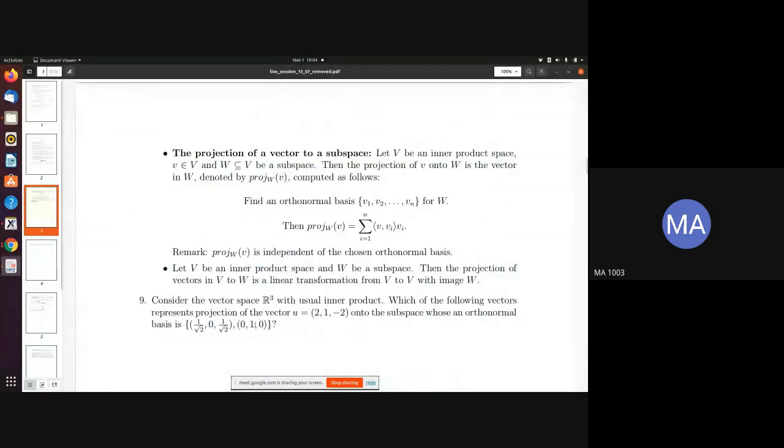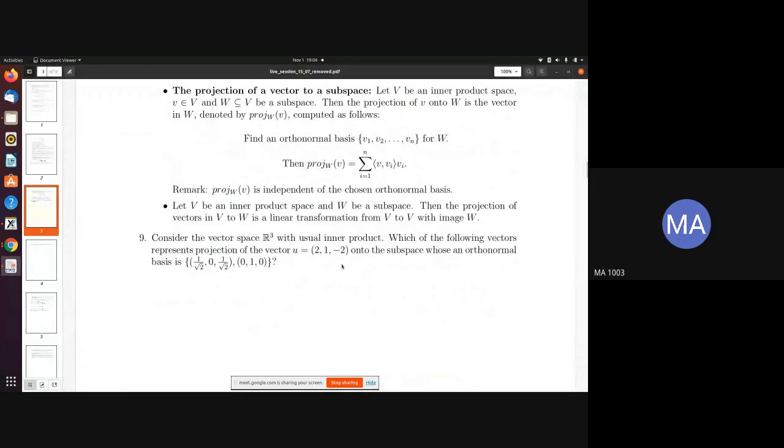Now, suppose I am giving you this, so you can try it. In R3, find the projection of the vector (2, 1, -2) onto the subspace whose orthogonal basis is given. Now can we find the projection of it? It is clear how we can find it, right? So this is the vector which is given, (2, 1, -2). This is the vector I have, and this is the orthonormal set of vectors we have.